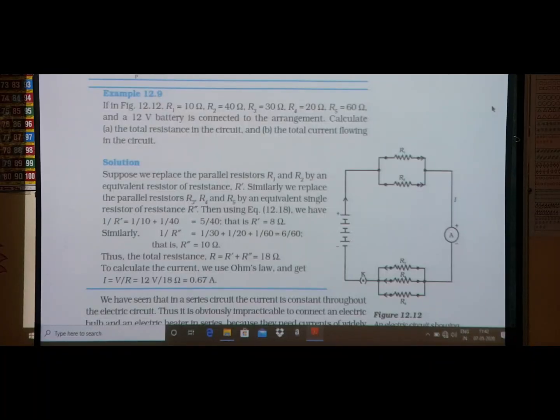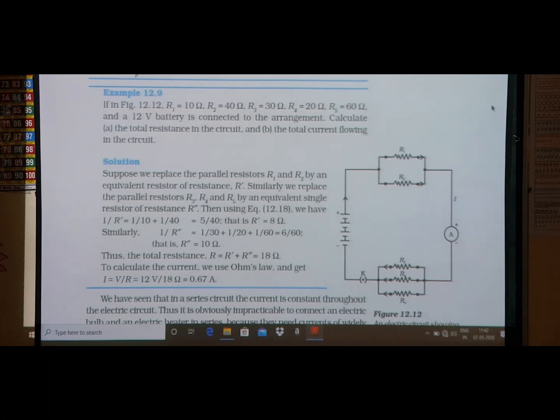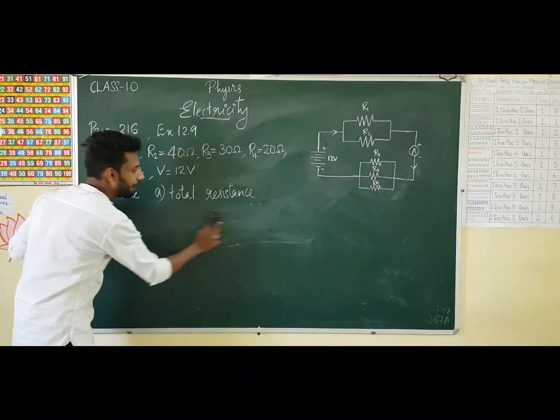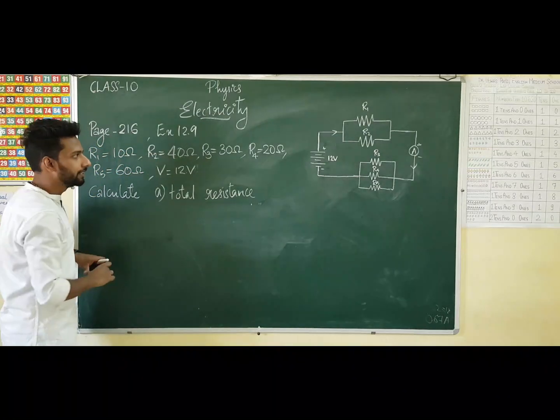Example 12.9. If in figure 12.12, R1 equals 10 ohm, R2 equals 40 ohm, R3 equals 30 ohm, R4 equals 20 ohm, R5 equals 60 ohm, and a 12 volt battery is connected to the arrangement, calculate: the first question is the total resistance in the circuit, and the second is the total current flowing in the circuit. First, we have to calculate the total resistance of the circuit.